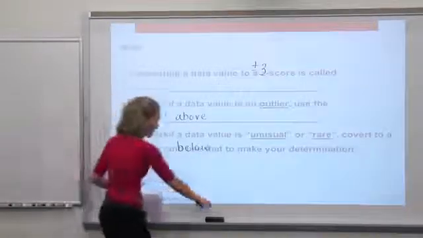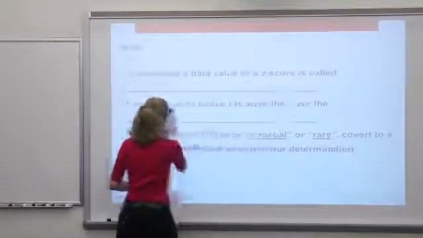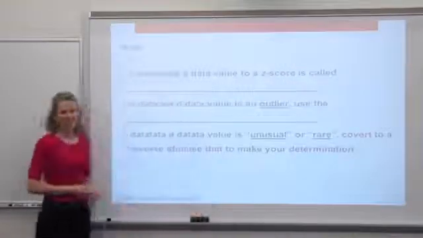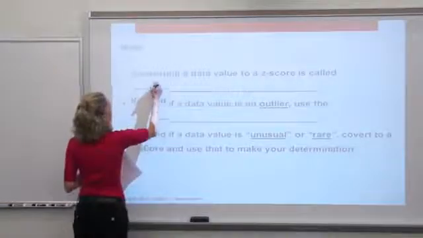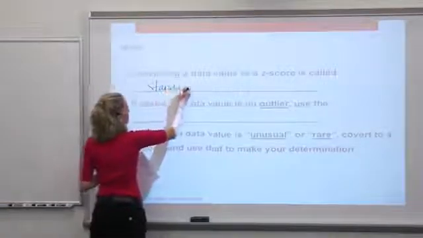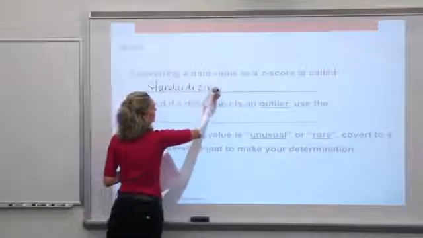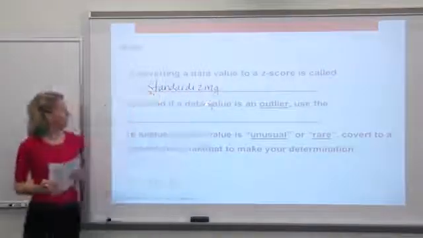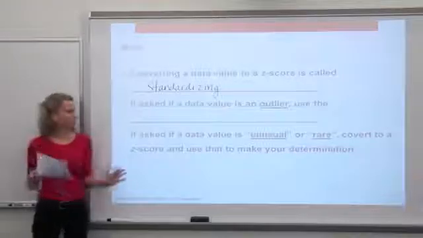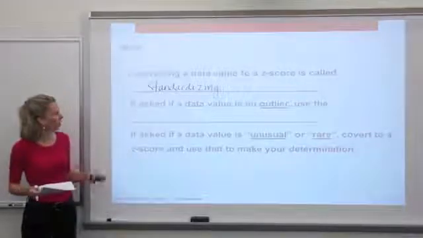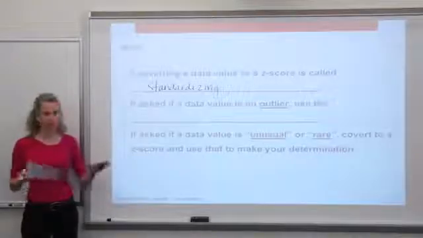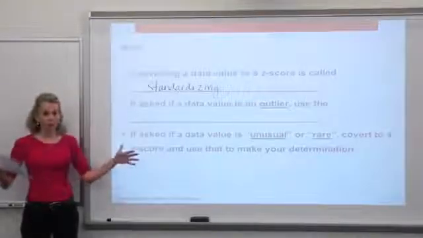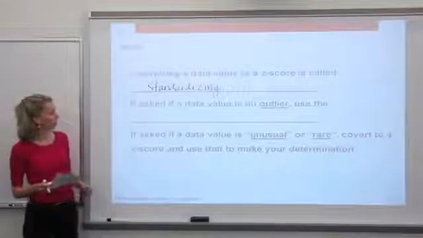When we convert a data value to a z-score, we call that standardizing. It can be really hard to compare grades when you know that different courses have different averages, so this evens things out. It standardizes them. It looks at everything in terms of how many standard deviations you are away from the mean.